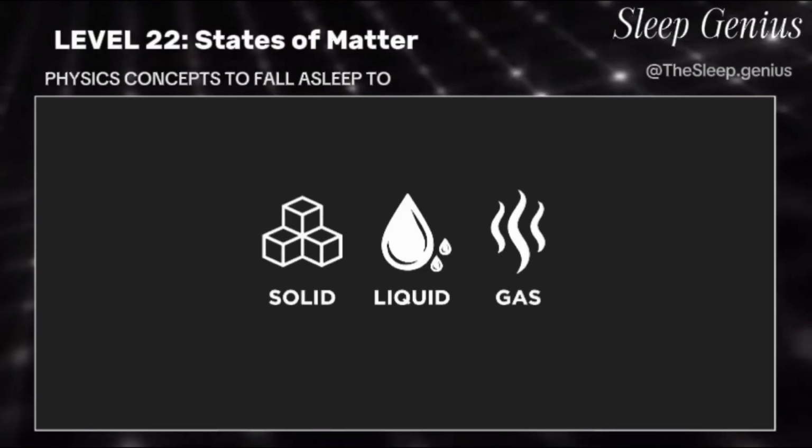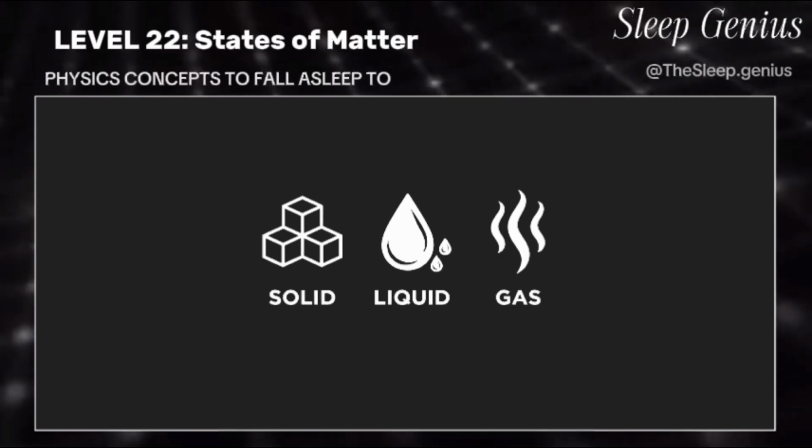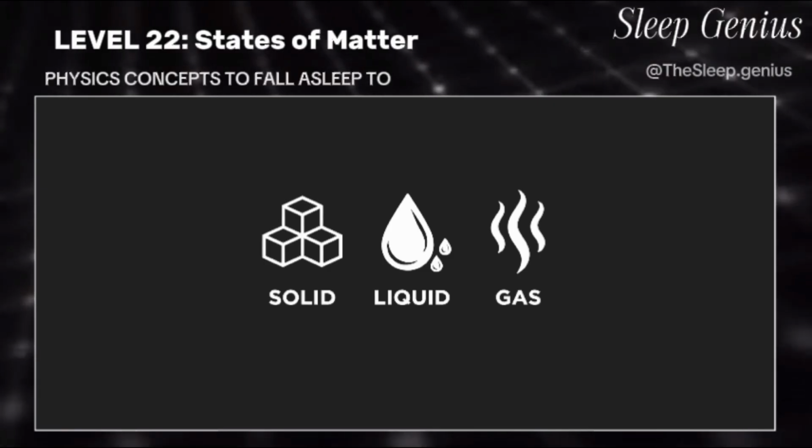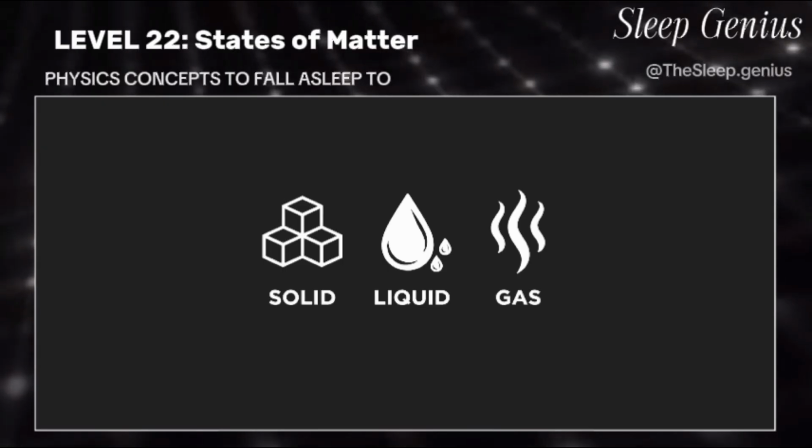Matter exists in different forms known as states. The three common states are solid, liquid, and gas. Solids have fixed shape and volume. Liquids take the shape of their container, but have fixed volume. Gases have neither fixed shape nor fixed volume, and expand to fill their container.